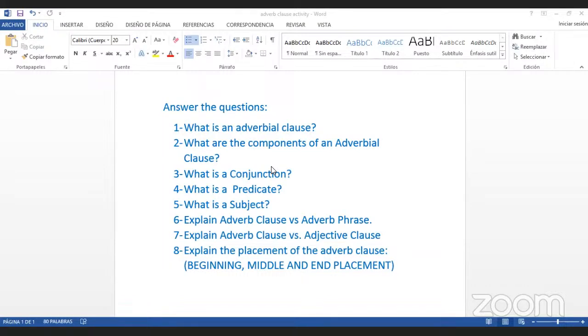Okay, what are the components of an adverbial clause? The components of an adverbial clause are the essential information that it is composed of. So I can mention the subject, predicate, and subordinating conjunction, these kinds of components of an adverbial clause. And what is a conjunction?